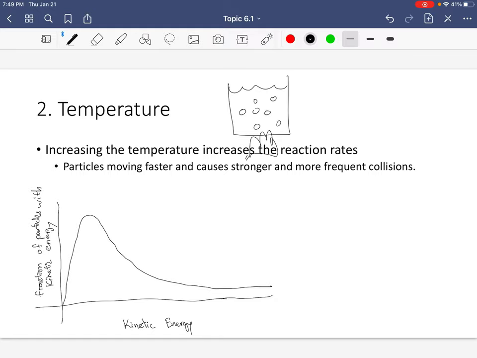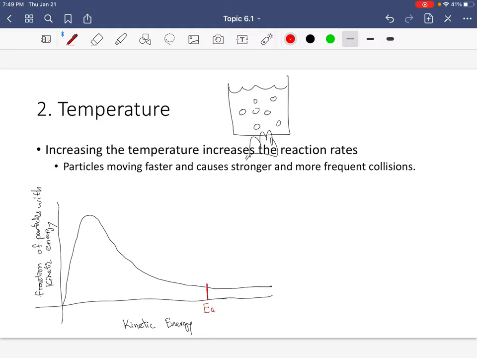Because every reaction has an activation energy, an energy that you need for the reaction to proceed. If you don't reach that activation energy, the reaction won't proceed. That's why some reactions are so slow, because they haven't reached that activation energy yet. So let's say the activation energy for this reaction is right here. This is your EA.